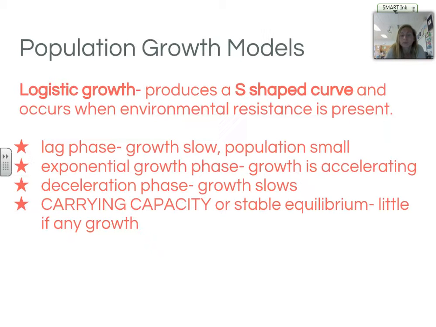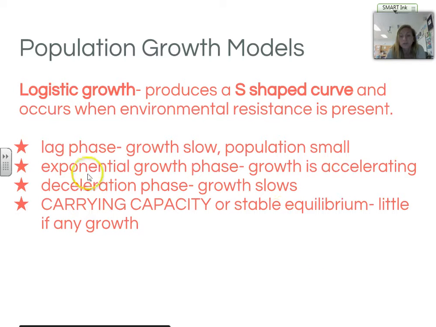There are some population growth models that will depict the growth of a particular population and or decline, and the first one we're going to look at is logistic growth. It produces an S-shaped curve and occurs when resistance is present, and it has four main phases. The lag phase is a period of slow growth and a small population size. Then we have exponential growth, which is when we start to accelerate in population size.